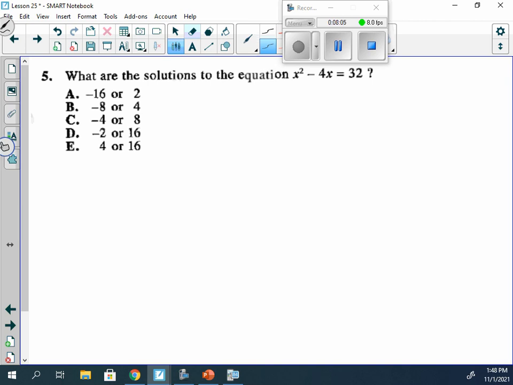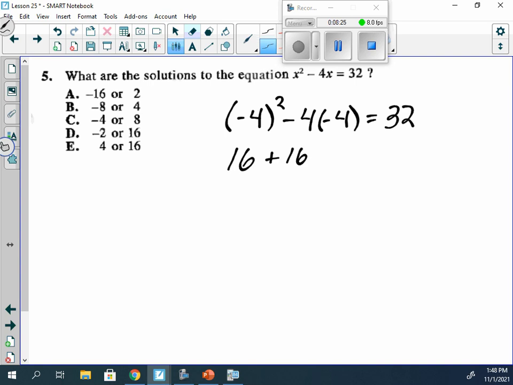Well, here we can just start picking numbers off the list and try plugging it in. So I could say negative 4. So we can say negative 4 squared minus 4 times negative 4 and see if this equals 32. Well, negative 4 squared is positive 16. Negative 4 times negative 4 would be plus 16, and 16 plus 16 is 32.